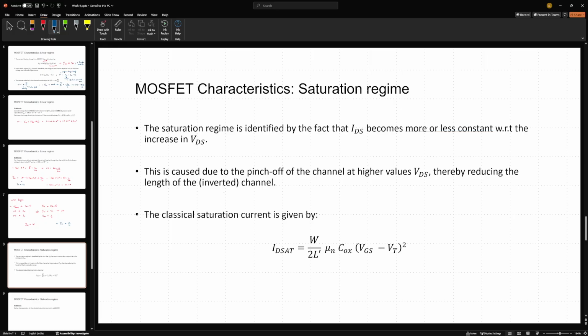In the saturation regime, how do we identify this region if we are doing characterization experiments? IDS will become more or less constant with respect to the increase in VDS. Or in other words, IDS increases, it actually increases in a realistic device sublinearly. So, what does sublinearly mean?